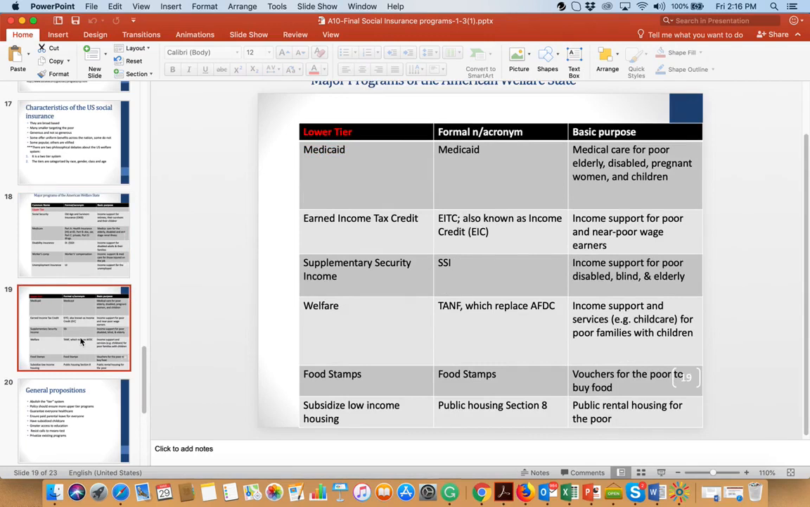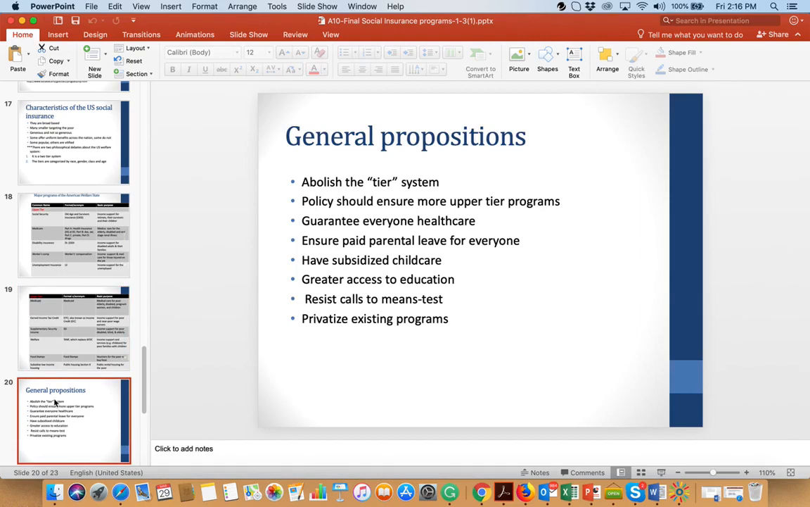As you can notice, all of the lower tier programs are for the poor. Mostly minorities receive them, mostly women. And so some have suggested that we should abolish the two-tier system, right? That the policy should ensure more upper-tier programs.